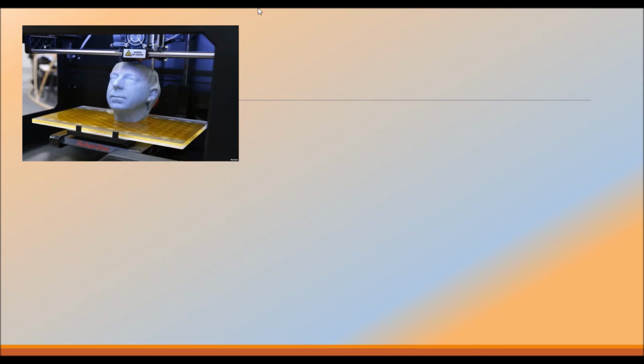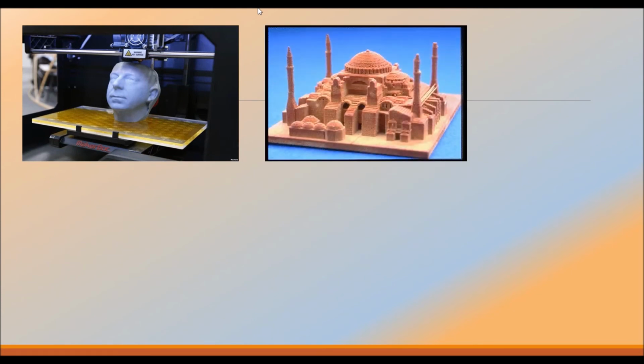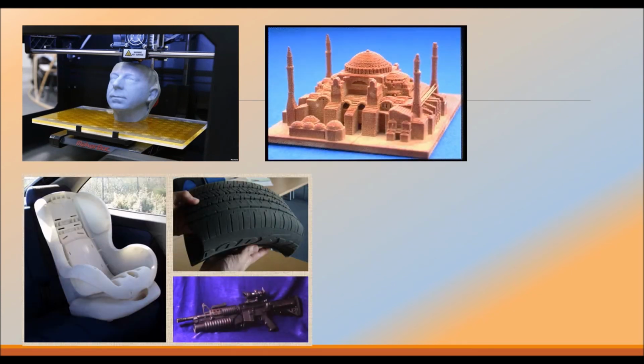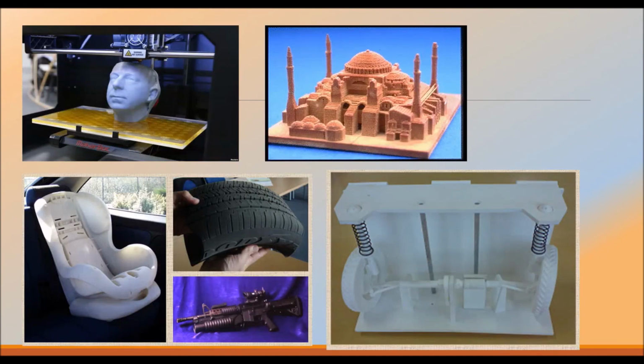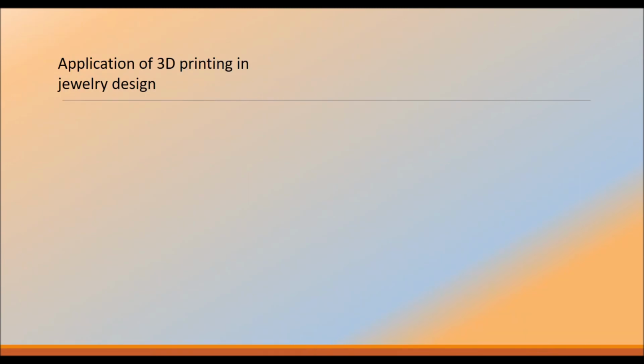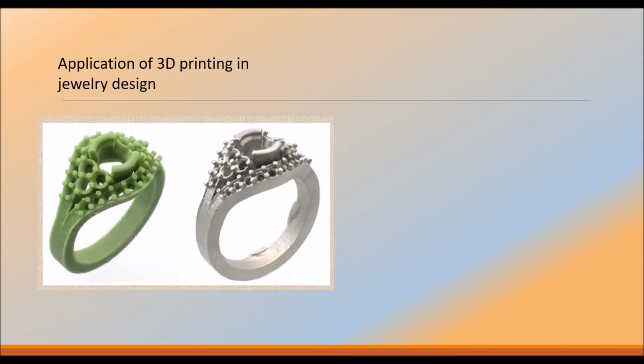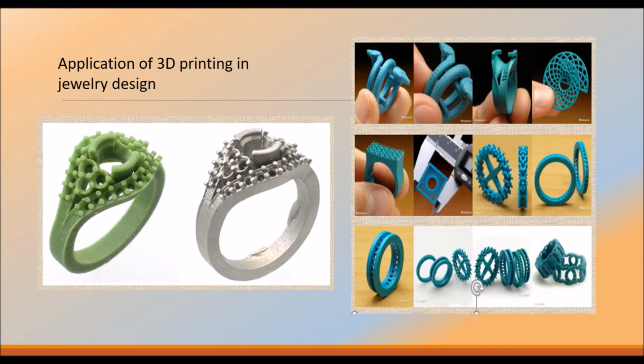Some of the pictures I want to show regarding the 3D printer, you can see here. You can print different types of prototypes, plastic materials, and mechanisms also. So coming to applications of 3D printing in jewelry design, you can print rings in different diameters. Rings also you can prepare by using 3D printing.